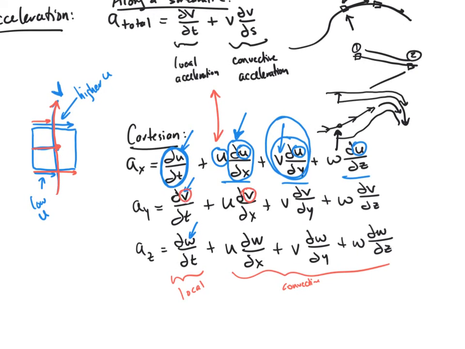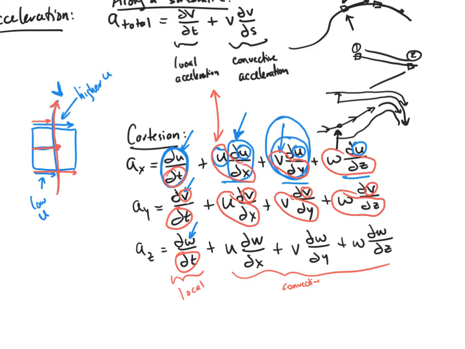If I look at the acceleration in the y direction, they're all derivatives of v. And then this first one is d by dt, and that's going to happen for all of these. And then for each of these others, it's u d by dx, v d by dy, and w d by dz. Okay, and you'll see the same things on all of these.